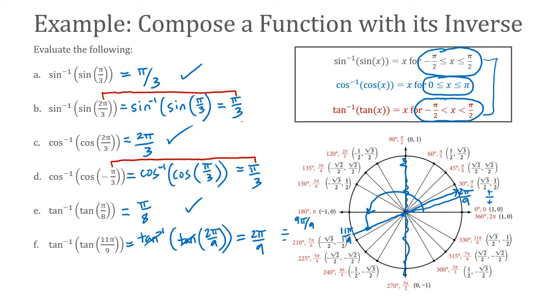So the key here is, if you are dealing with an inverse of the function, and your angle measure is not within the border that you need, then what you should do is find the reference angle of that angle and use that reference angle as long as it's within the border that you want.